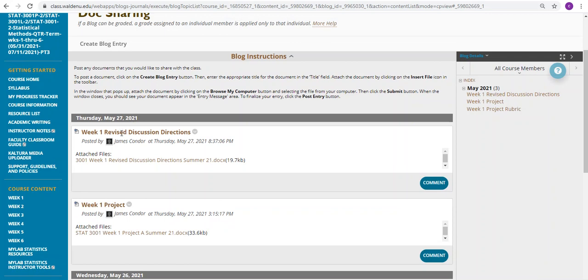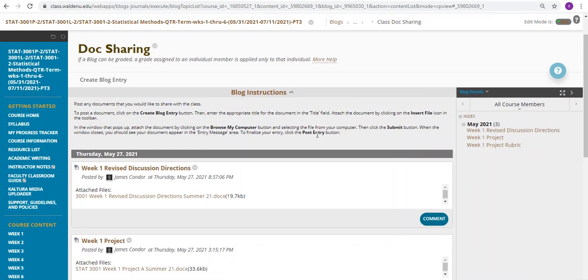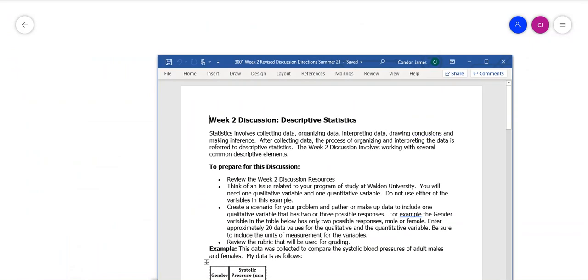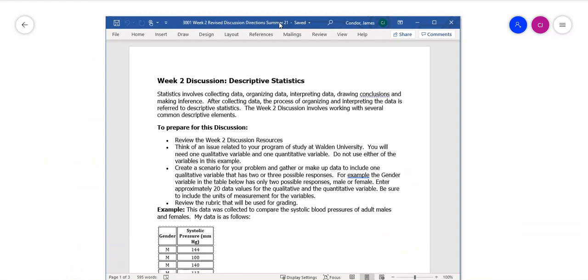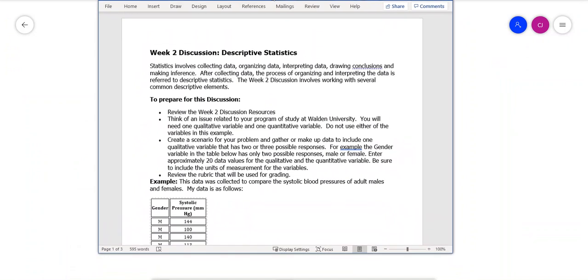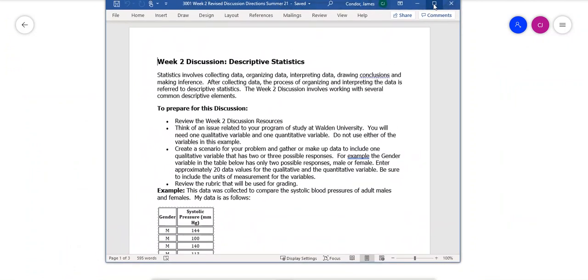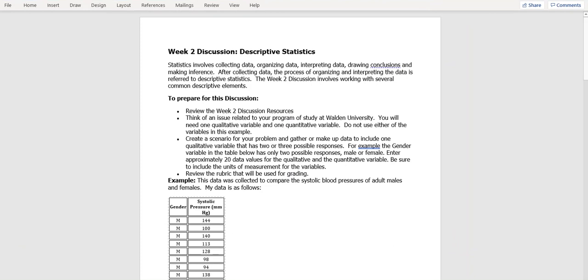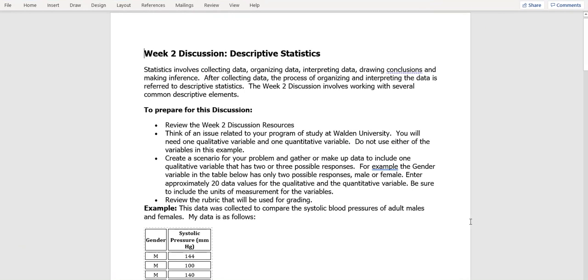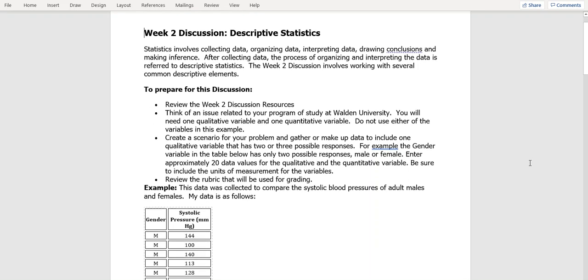And so we need the revised discussion directions for week two. So I'm going to put this down and bring those up. Again, they'll be in doc sharing. And again, there's not a dramatic difference, but there are definite differences. And hopefully these are a little bit easier to follow.